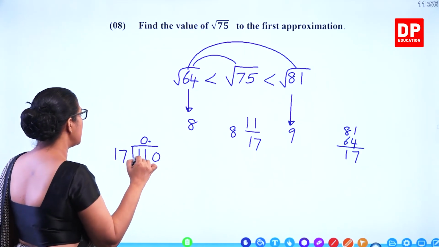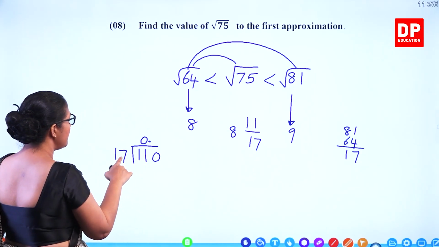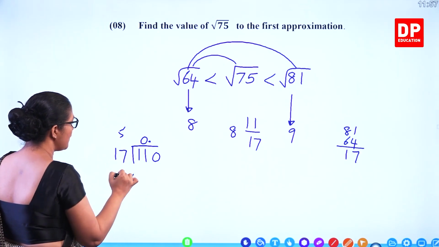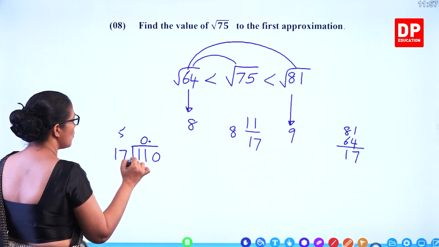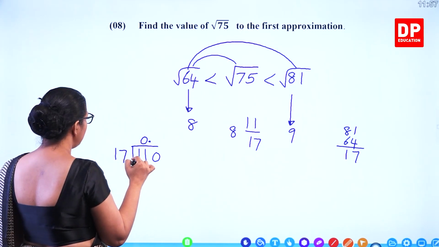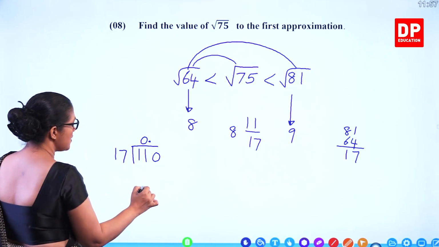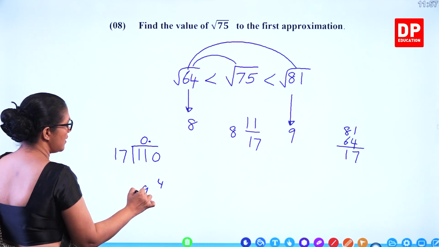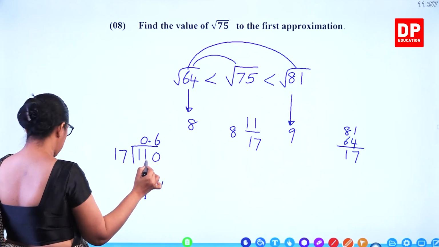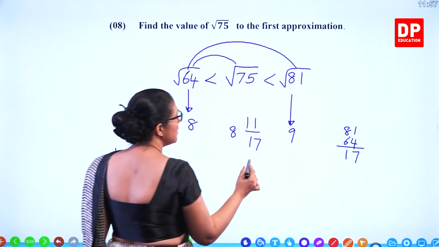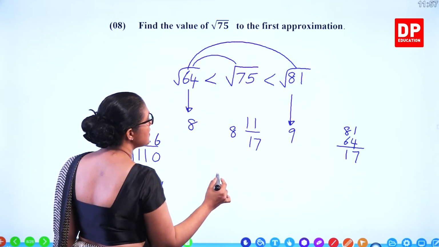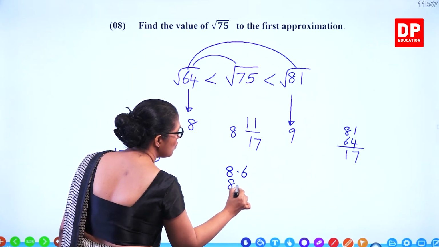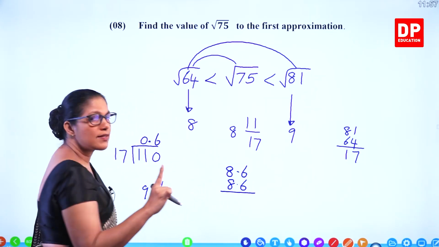For 110, 8 times 7, 56. 8 times 1, 8 plus 5, 13. So that's not 8. So you can check 7. 7 times 7, 49. 7 times 1, 7 plus 4, 11. That's also too big. So that's 6. So we'll take 8.6 first and see. So 0.6 roughly. So 8.6. So you have to check which one is closer, 8.6 or 8.7.